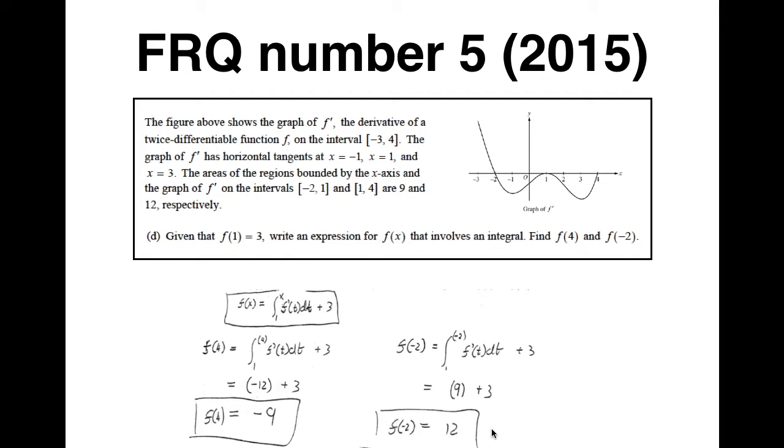Then for f of negative 2, same idea, we substitute x with negative 2, so we are integrating from 1 to negative 2. The integral from 1 to negative 2, it's going backwards, so it's going to change the sign again. So the area is 9, the signed area is negative 9, but since we're integrating backwards, it becomes positive 9 again, and the result is 9 plus 3 equals 12.